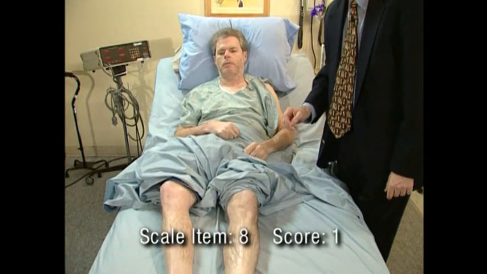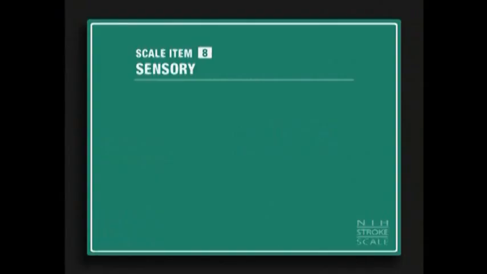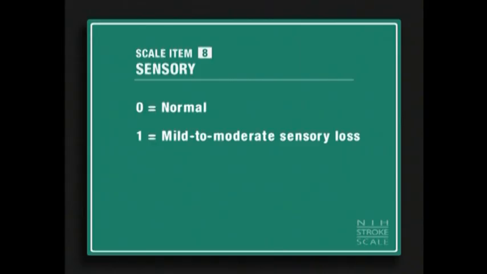For scale item number 8, this patient scored a 1. Let's look at how this scale item is scored. Score a 0 when there is no evidence of sensory loss. Score a 1 for mild or moderate loss.